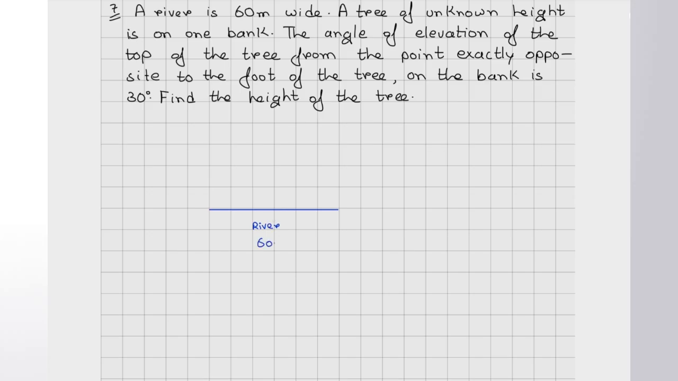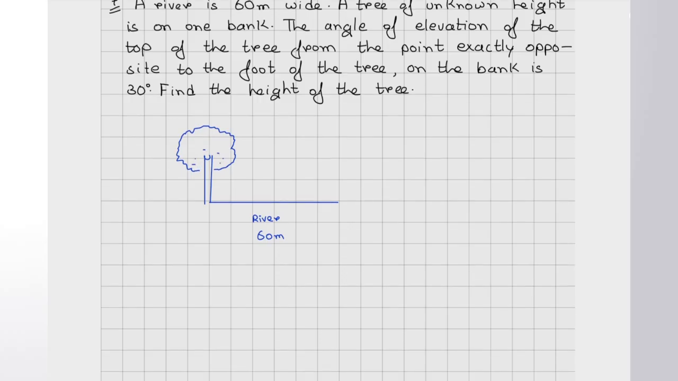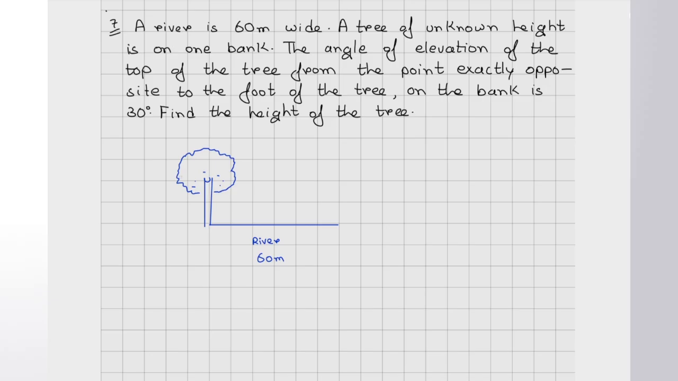The width of the river is 60 meters. A tree is on one bank of the river. So here is the tree. Let's assume this is our tree, of height unknown. We don't know the height of this tree.